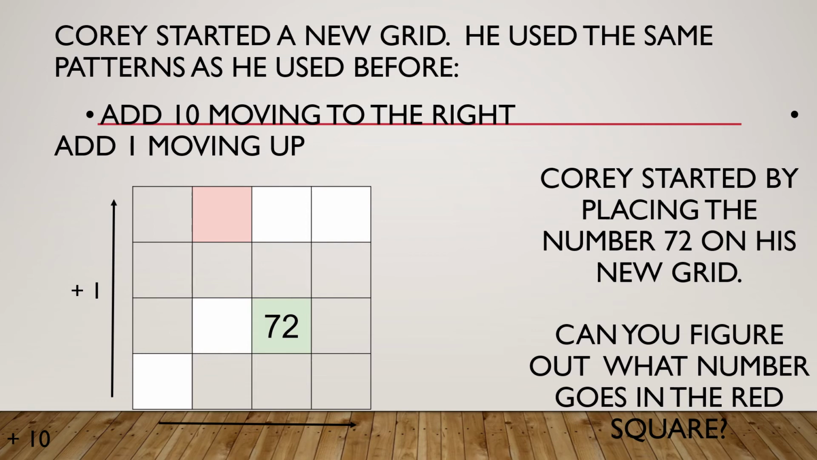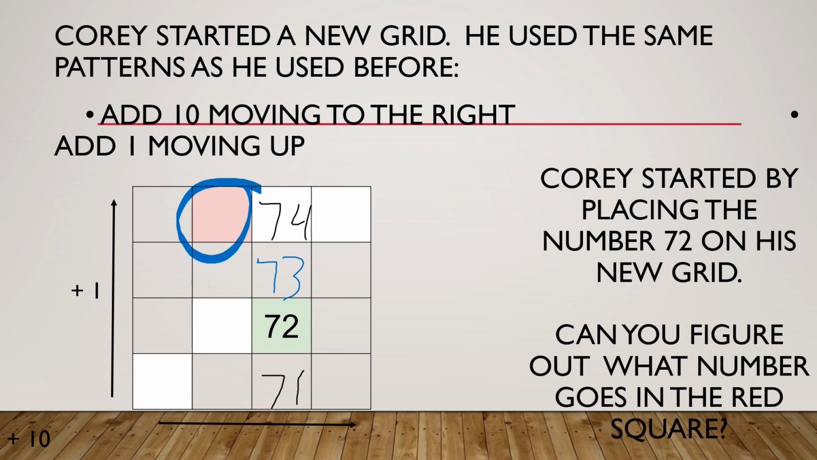Well, let's see. Where is that red square? Here we are. So first, let's go up. And as we're moving up, we're counting by ones. So 72 plus 1 is 73. And 73, let's use black for this. 73 plus 1 is 74. Now, if we're going up, we're adding 1. As we're going down, we're going to subtract 1. So 72 minus 1 is, you guessed it, 71.